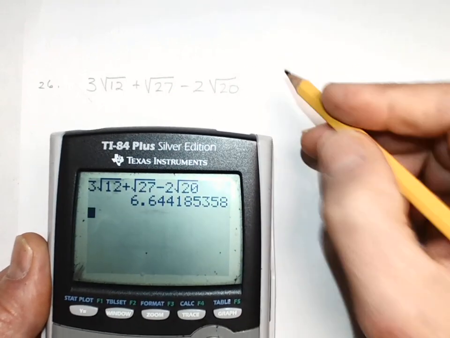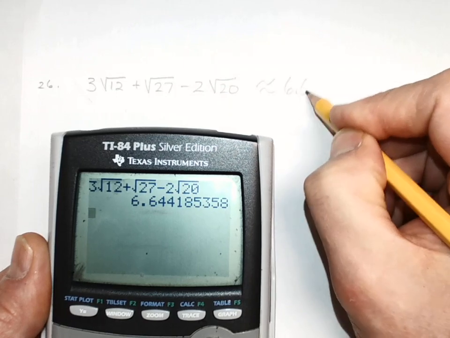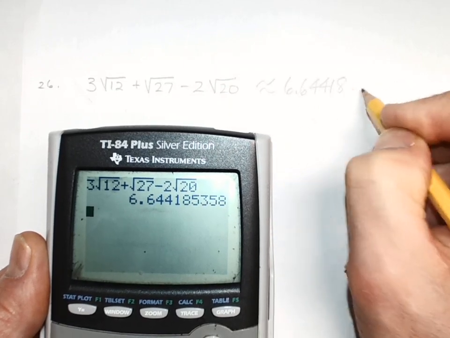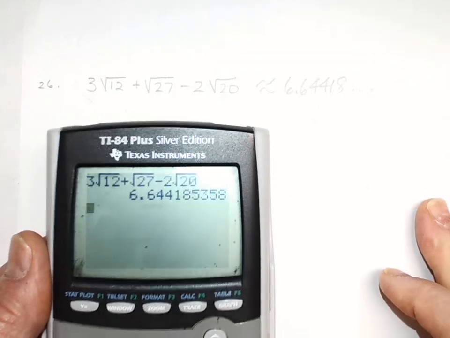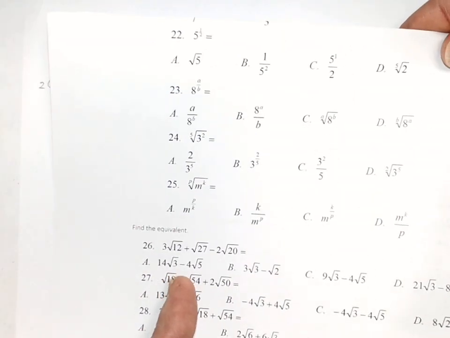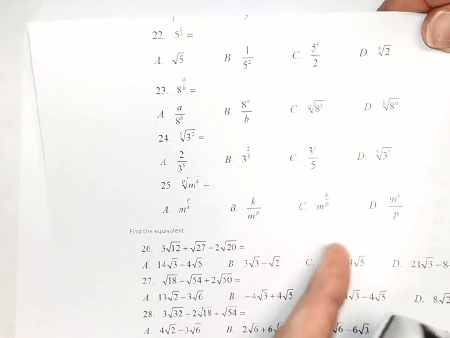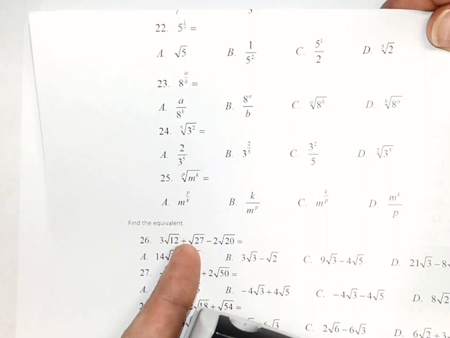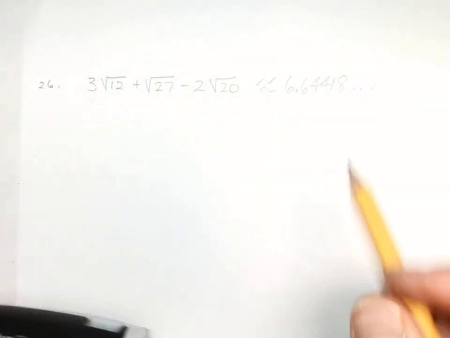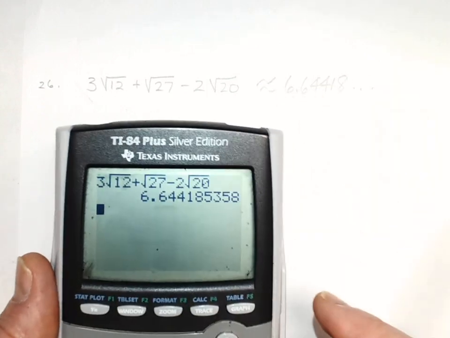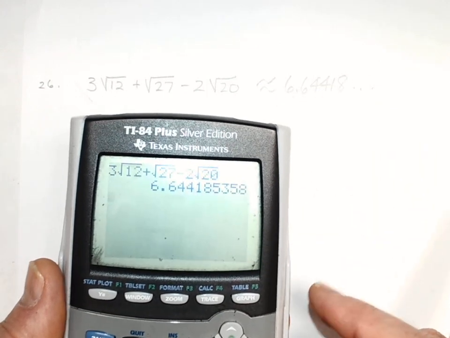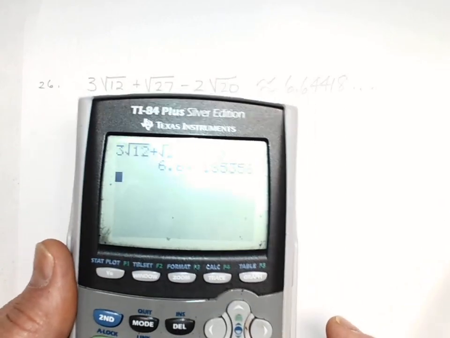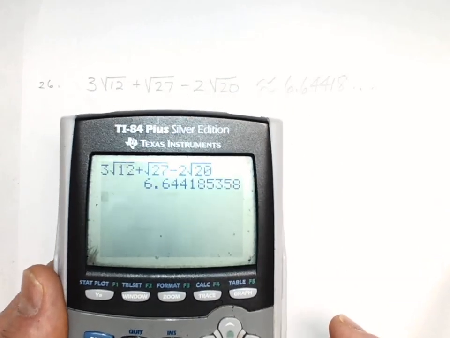Alright, so we're going to play the match game. So this is about 6.64418, blah, blah, blah. Okay? So what we're going to do is we're going to go through and we're going to type in all of the answer choices until we find one that is exactly like the original problem, which was about 6.64. Alright, so if we try A and B, it doesn't work, so I'm going to kind of tell you right now that the answer is C. So look at answer C.